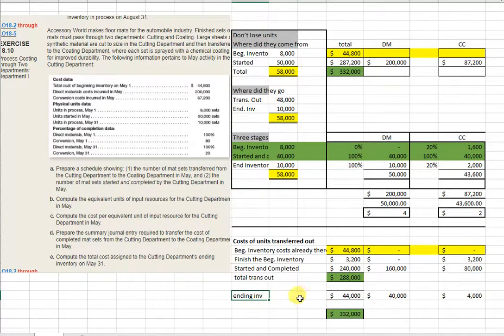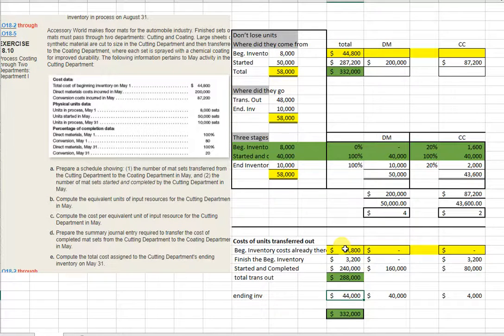So let's go to ending inventory because maybe it's easier. I have 10,000 units of direct materials at $4 each, so that's $40,000 worth of direct materials in ending inventory. And I have 2,000 units equivalent wise at $2 each, so I have $4,000 in ending inventory. So that's 44,000. A quick way to do this would be to simply say, I know I've got a total of $332,000 worth of cost. Figure out your ending inventory, and everything else must be transferred out. So I could back into the 288. But let's figure out how it's 288.